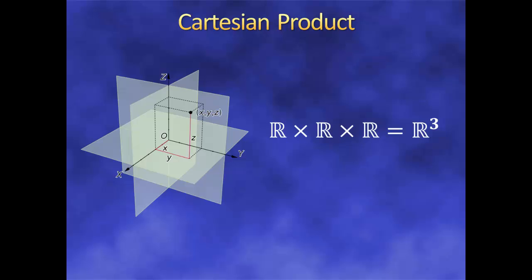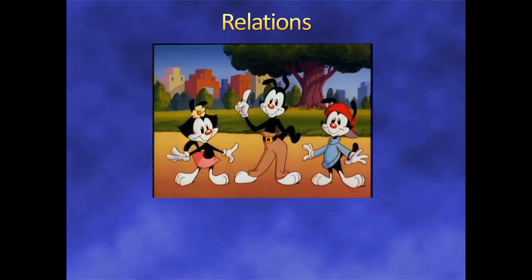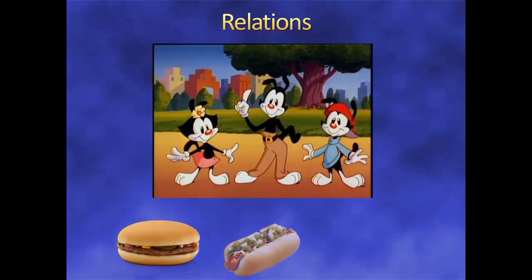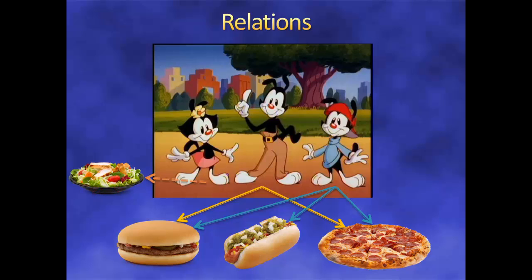Now that we've seen Cartesian products, it's time to talk about relations. Suppose I have a few kids, perhaps we'll call them Yakko, Wacko, and Dot, and some food, perhaps hamburgers, hot dogs, and pizza. We might ask, what foods do Yakko, Wacko, and Dot like? Let's say that Yakko likes hamburgers and pizza, Wacko likes all 3 because he loves to eat, and Dot likes none of the three, preferring a salad instead.